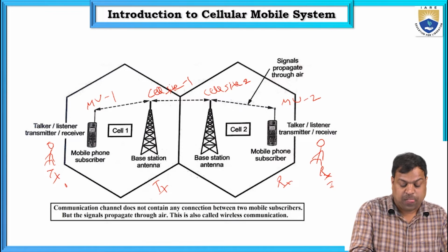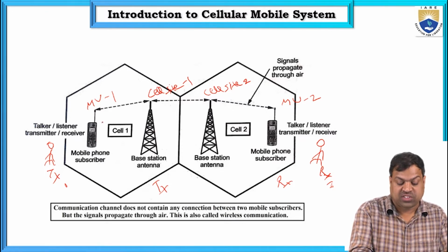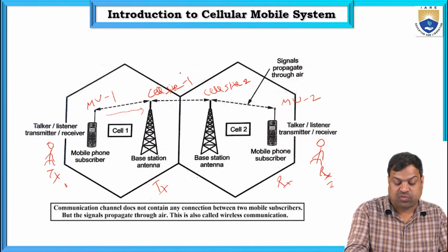So first, the signal goes from the mobile unit to the cell site. After that, it goes to the MTSO.